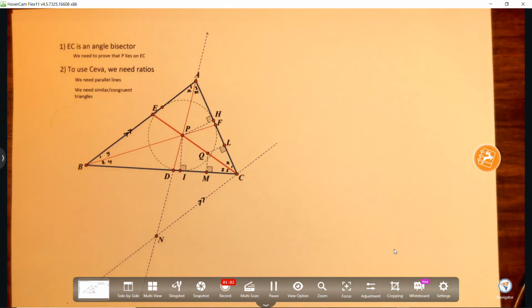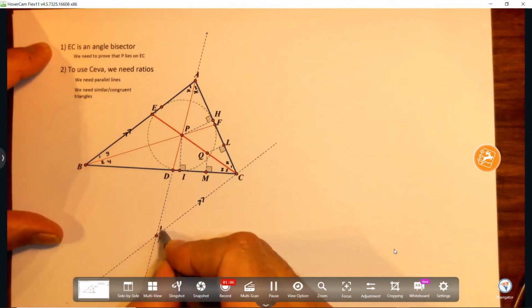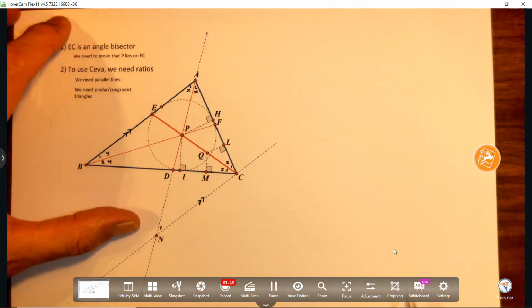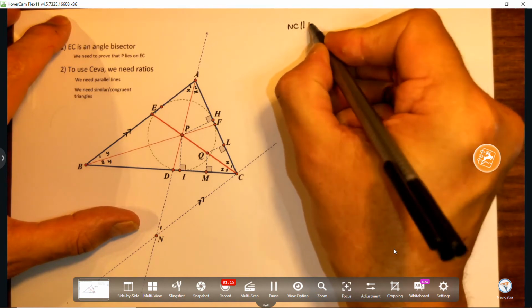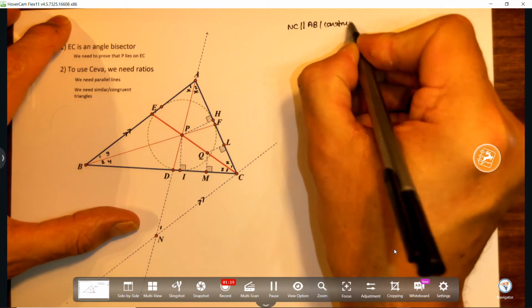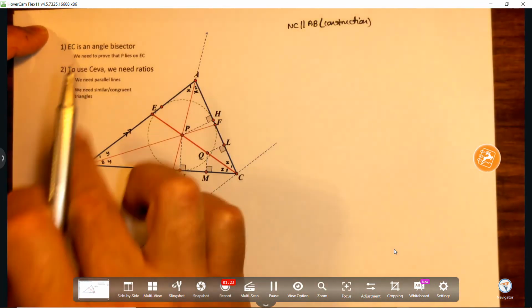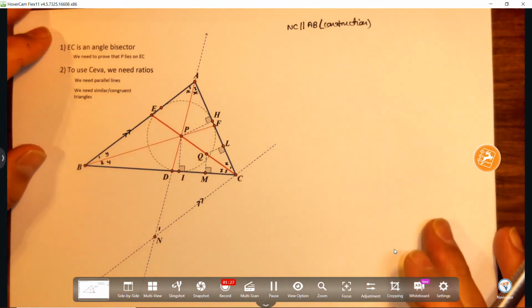Okay, so let's call this angle N1. So we constructed NC parallel to AB. Okay, that was construction, and the reason for that, as we discussed, was because we're going to use Ceva, so we need some proportions out of this diagram.